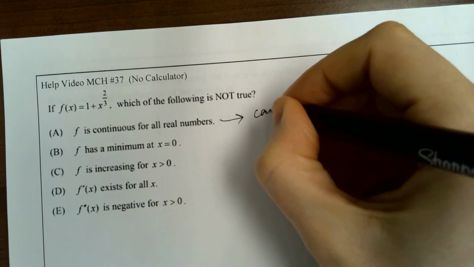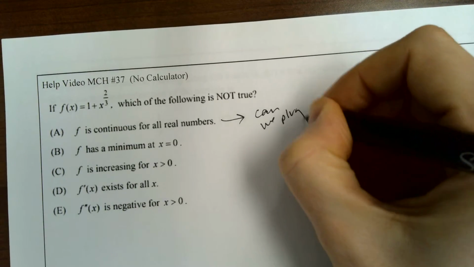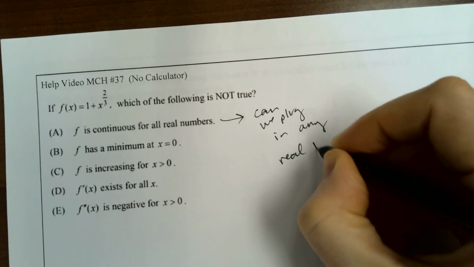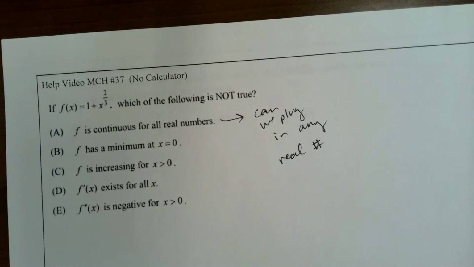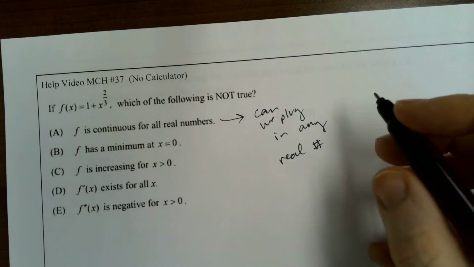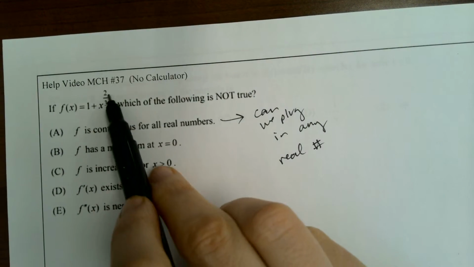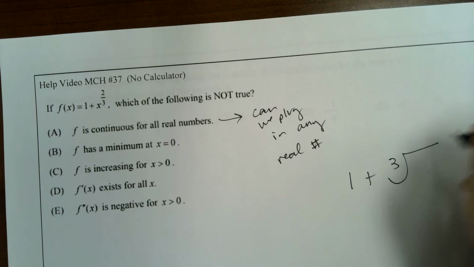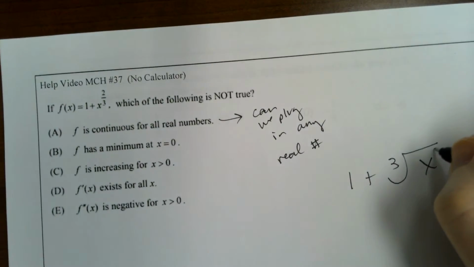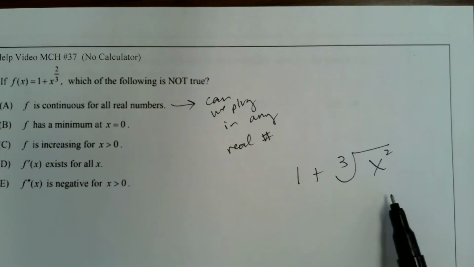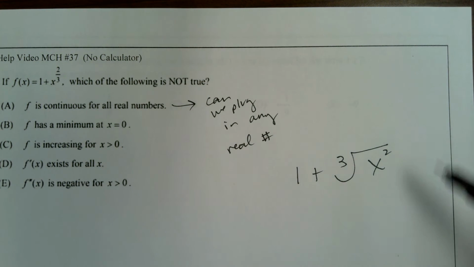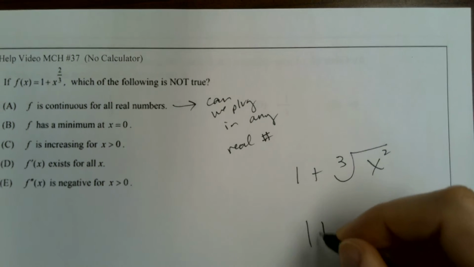Basically we want to ask, can we plug in any real number? And the answer is actually yes. If you convert this to radical form, that'd be 1 plus the cubed root of x squared. You can plug any number in here. You could plug a negative in, you could plug a positive in. Or actually, you could also write it like this.